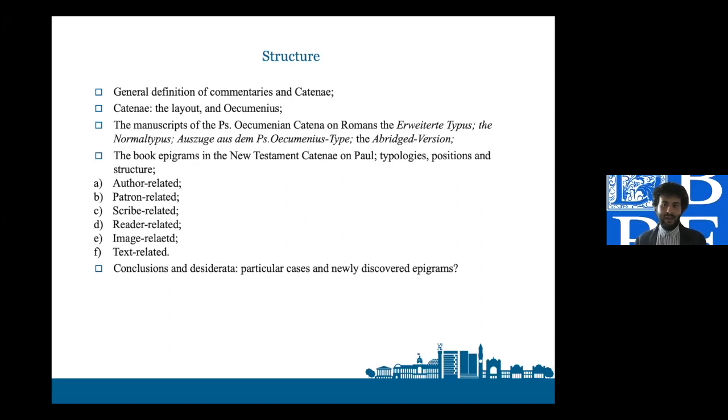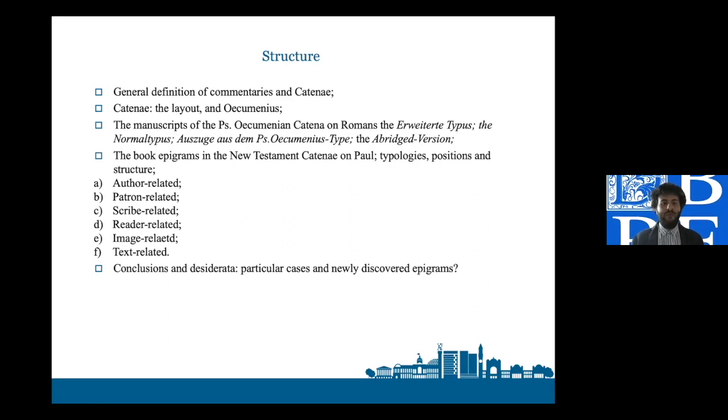I will briefly analyze the manuscripts that I selected for my edition, and in the second part of my presentation, I will illustrate some examples from each of the typologies of the book epigrams, using the same typologies that I found in the DBBE database. In the last part, I will focus your attention on a series of epigrams that I found in four manuscripts, and I will also talk about possibly newly discovered epigrams on the New Testament Catena.